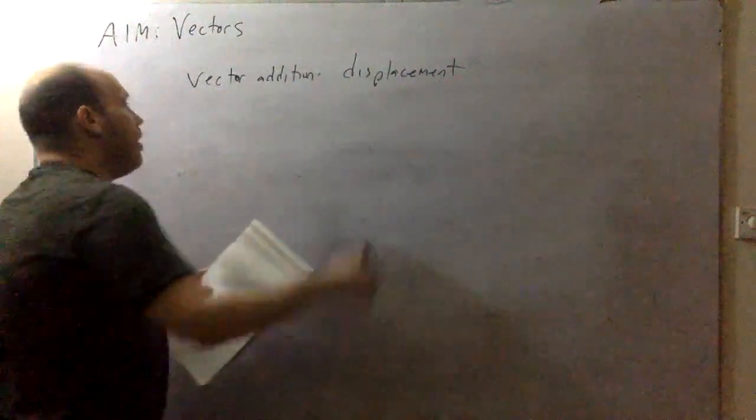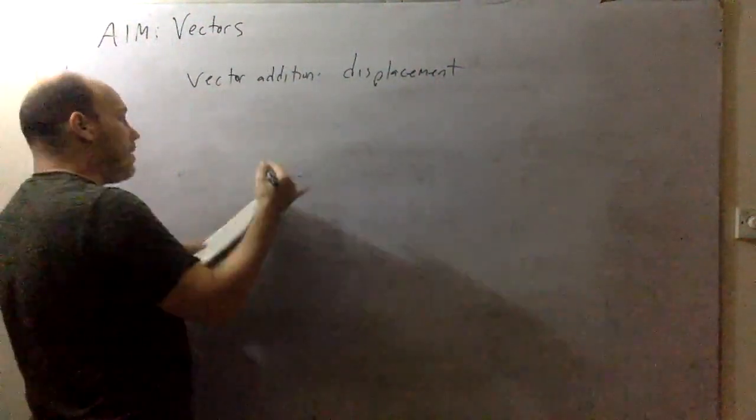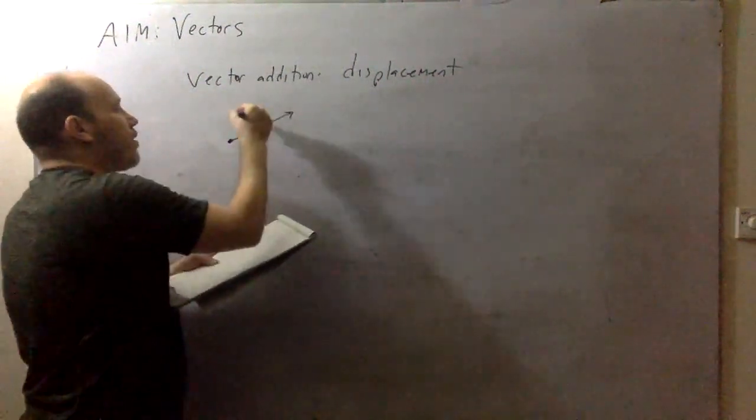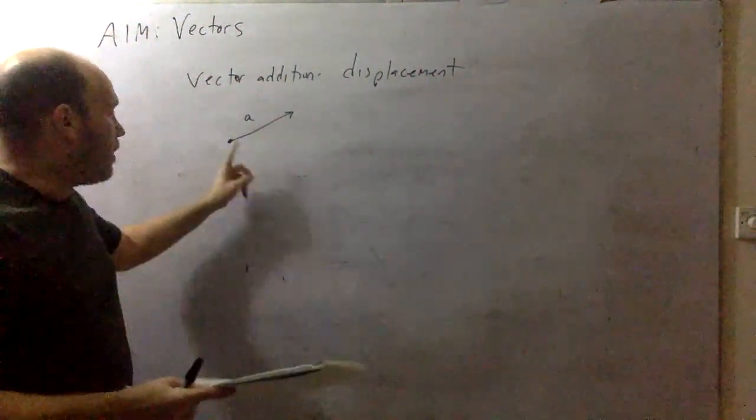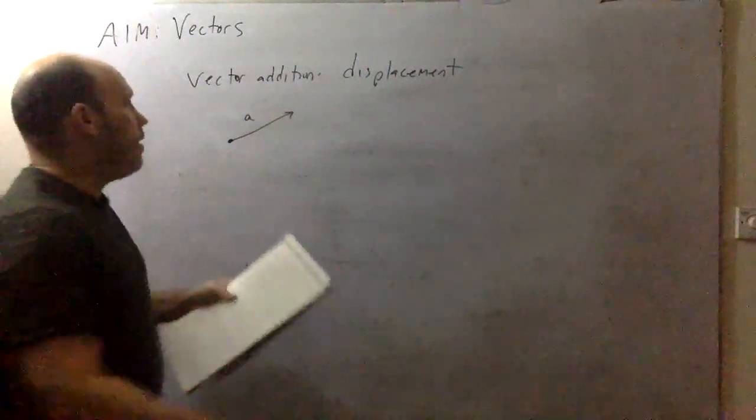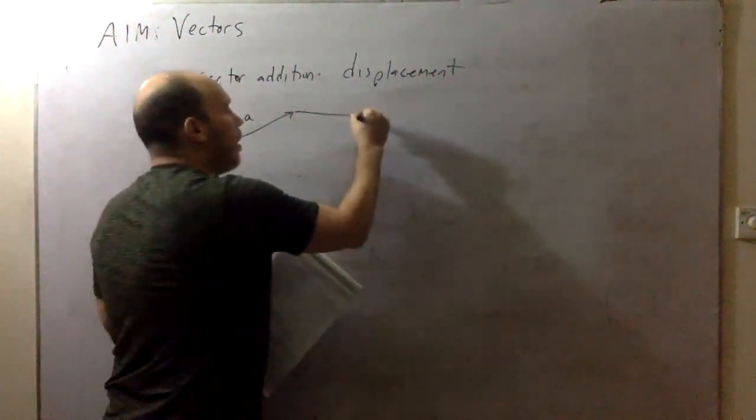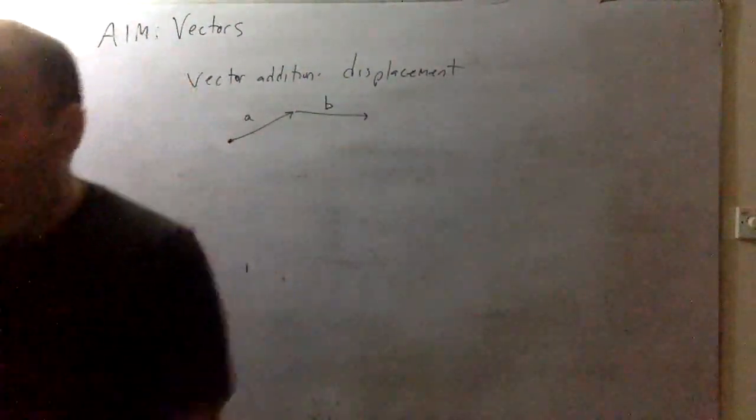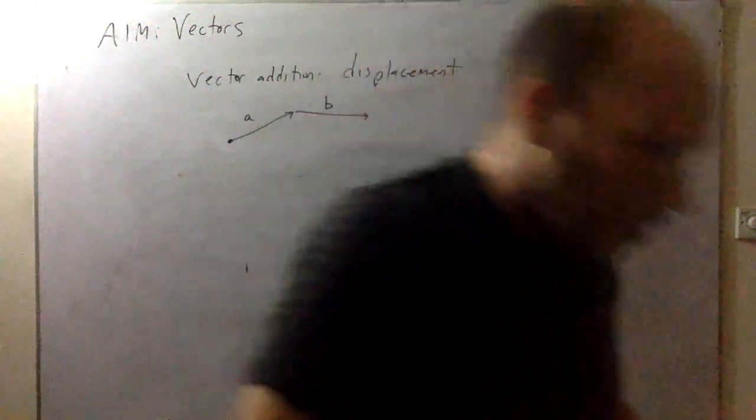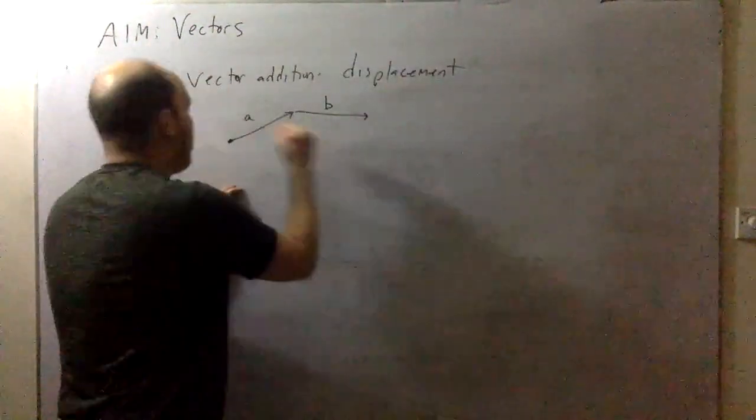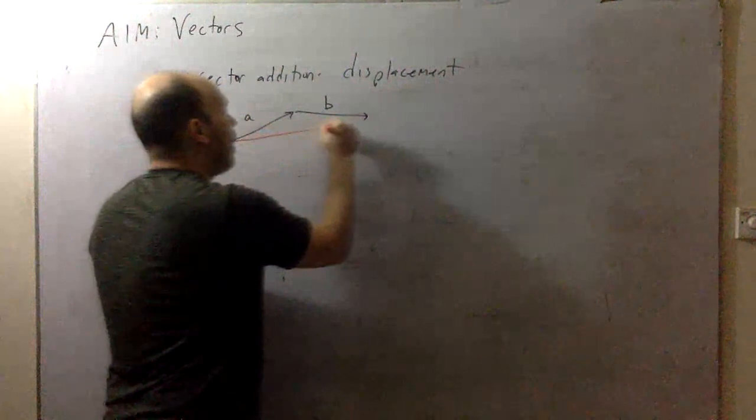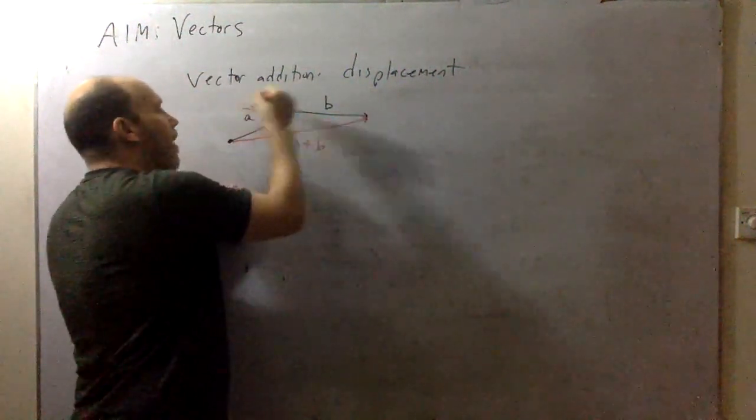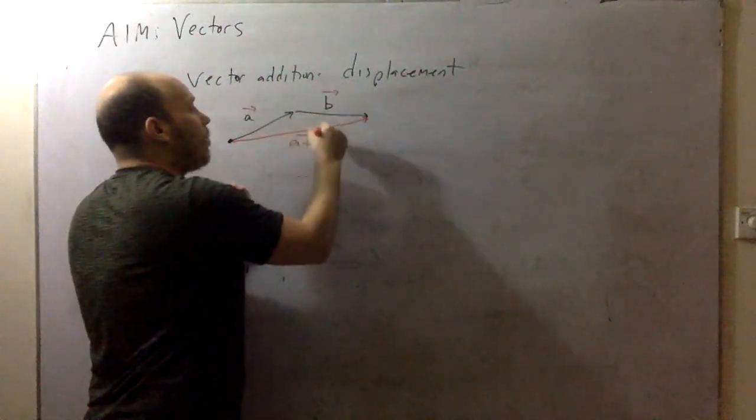So the idea is, we're starting here, and we go along the first vector. That's A. So tail, tip. Now we start the new journey. The new journey is B. Tail, tip. Well, we can claim that we have this vector here, and we're going to call this A plus B. So this is vector A, vector B, A plus B.